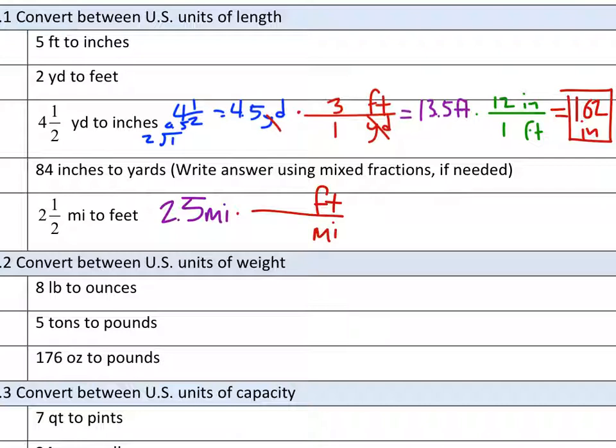We do have a direct conversion from miles to feet, and I'm just looking at the chart here. I got 1 mile is 5,280 feet. So again, the miles cancel out, which is what we wanted, and this now becomes feet. I got 2.5 times 5280, and I get 13,200 feet. There we go.